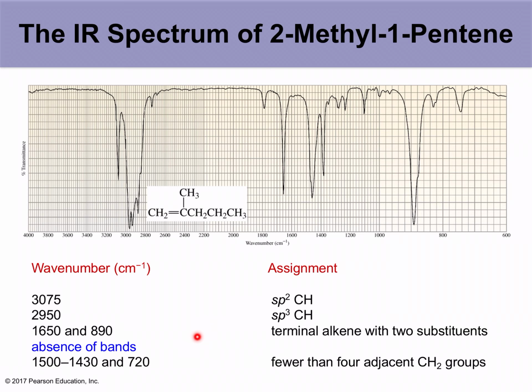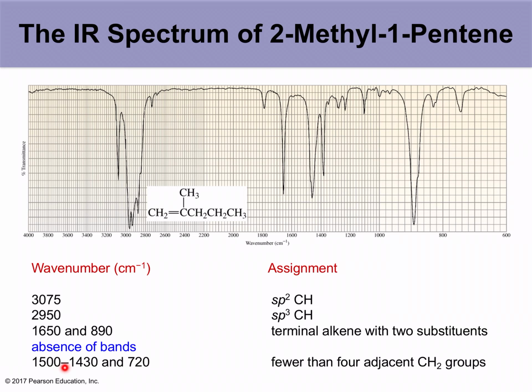So that's why you see this peak above 3000, which is sp2 carbon-hydrogen. And then if you refer to the table, you will also see that 1650 is this peak, and 890 is this peak. If you look at the values, they tell you those represent a terminal alkene with 2 substituents. I would not expect you to figure that out.